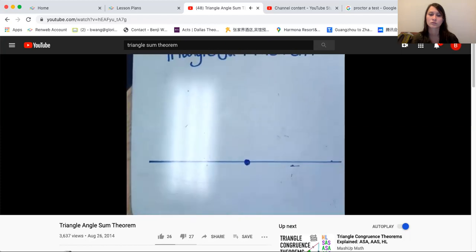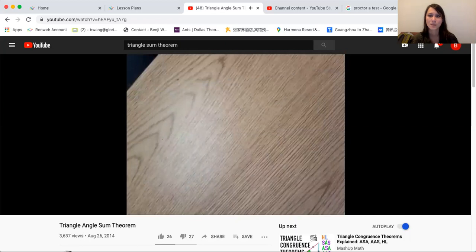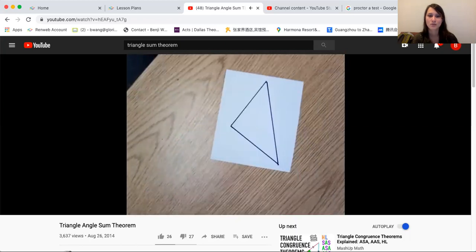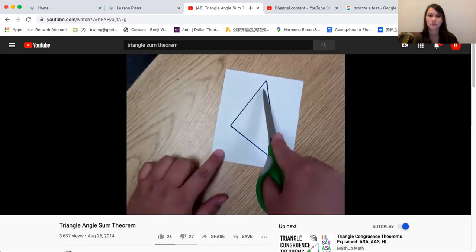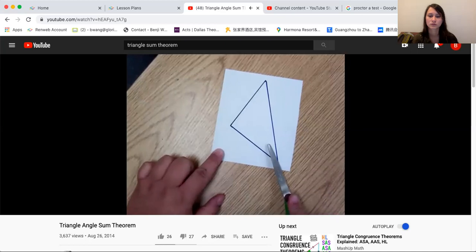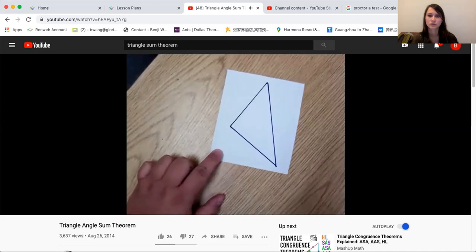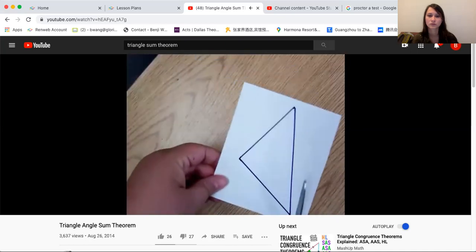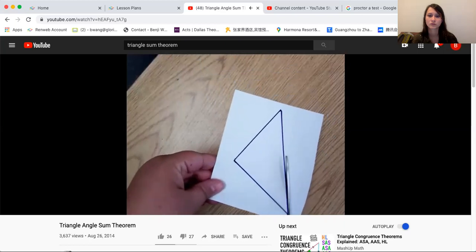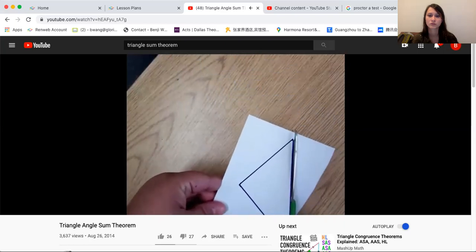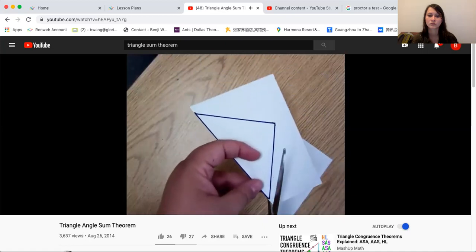Okay, so assuming you believe that a line measures 180, I have made a triangle. I drew a triangle. Doesn't matter what kind of triangle I drew. I drew one. Mine kind of ended up looking like a right triangle, but it doesn't have to. It could look like any kind of triangle. And I'm going to prove to you that these measurements add up to 180 without ever measuring any of them. Here's how I'm going to do it. First, I'm going to cut out my triangle. And you can do this with any size triangle.